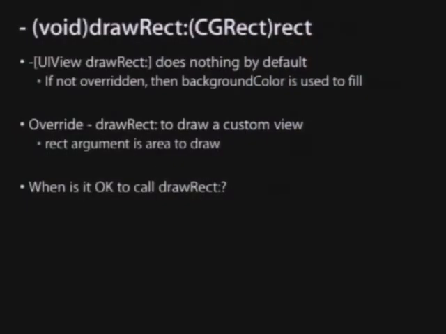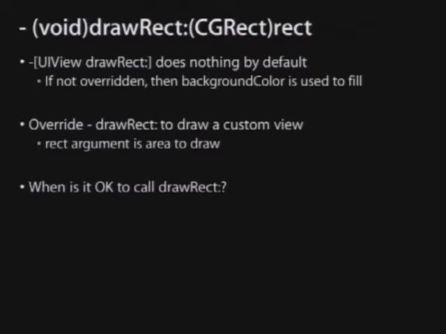So now, how do we draw views? Again, drawRect. This is what you're going to override. By default, drawRect on a UIView is an empty implementation. It doesn't do anything. And if you don't override drawRect, the background color of the view, which is a property on the view, is used to fill that view. So if you want to implement a custom view, you override drawRect. The rect is the area that it wants you to draw in.